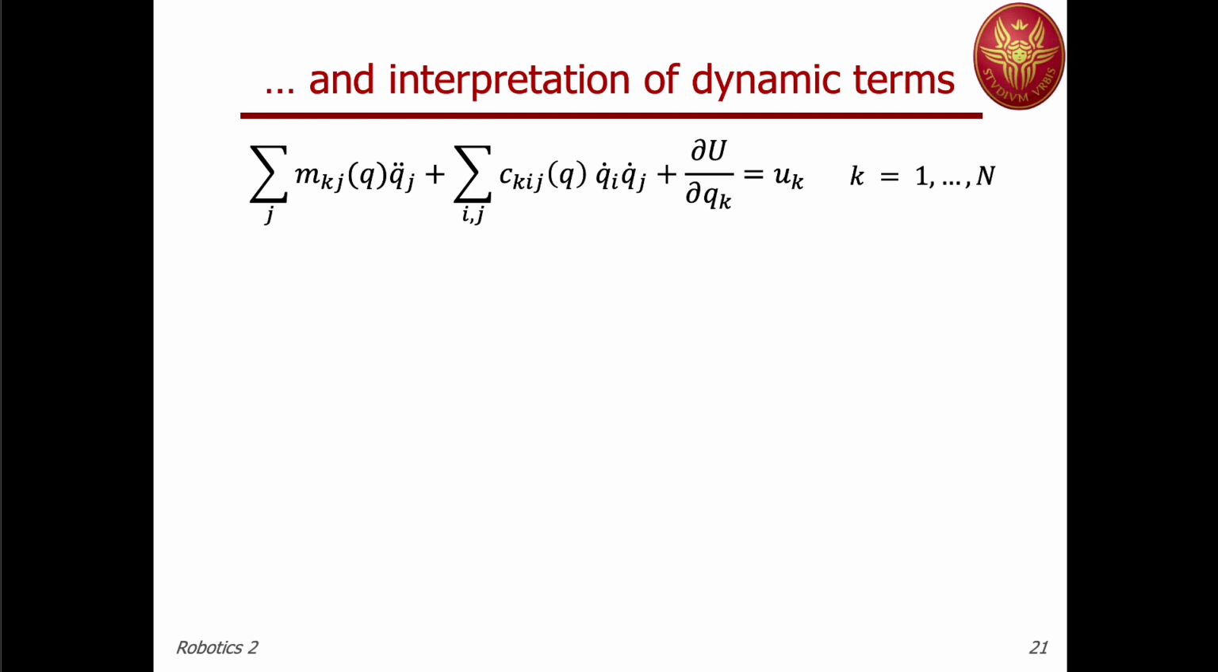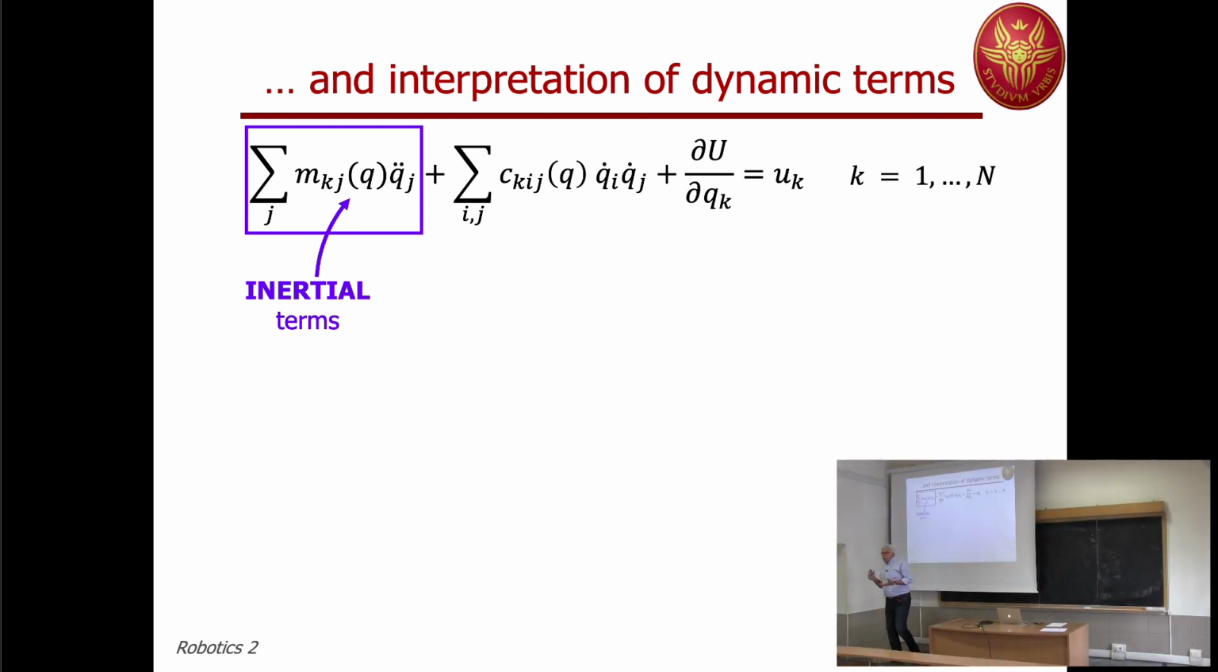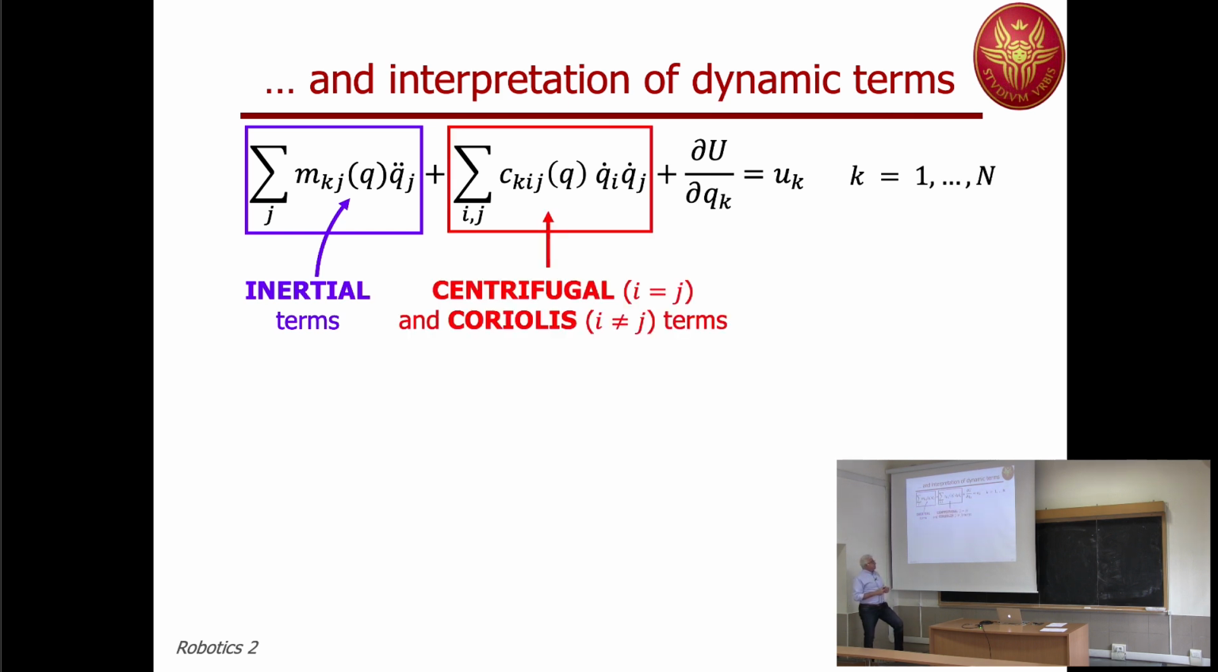Now we give an interpretation of each of these terms. So these are the inertial terms. In fact, they are multiplying the acceleration. These are the multi-body version of something that says F equals m times acceleration. The m is not a scalar mass. It's the combination of inertial properties of several rigid bodies depending on their configuration. So in any case, they are inertial terms. These instead are the so-called centrifugal and Coriolis terms.